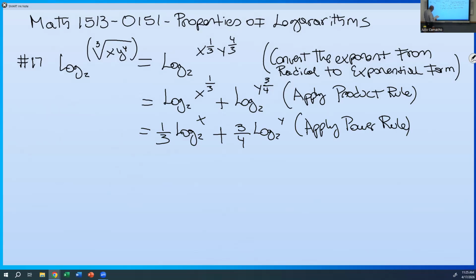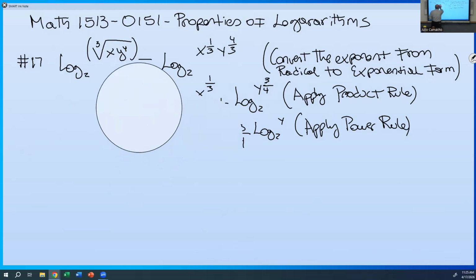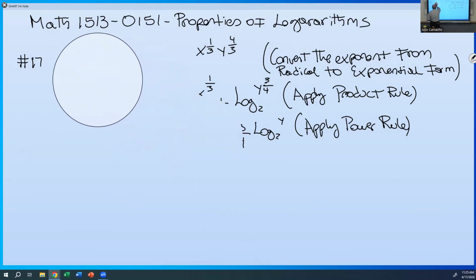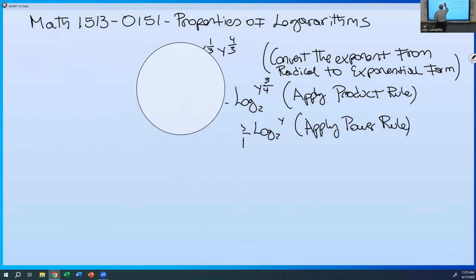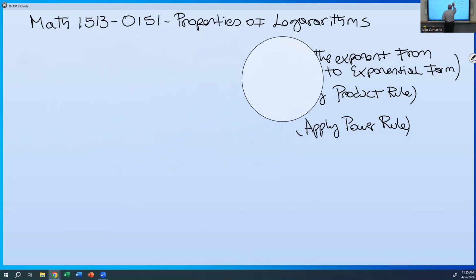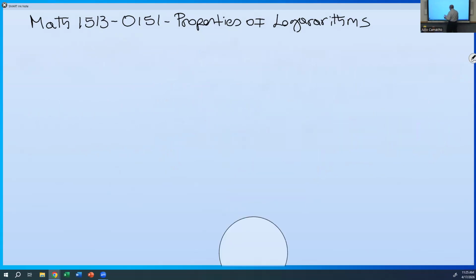So let's go to the next one. Let me erase that carefully. So that was question 19. Sorry, guys. The one that we just did was question 19. Now we are in question 20.